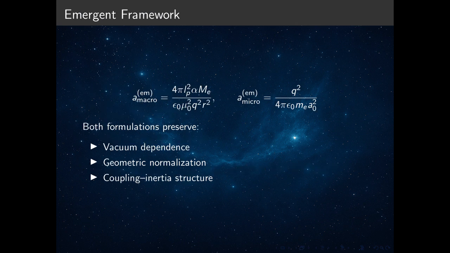Emergent model evaluation. The emergent formulations: A macro implies EM equals 4 pi LP squared AME over E naught U naught squared Q squared R squared. A micro implies EM equals Q squared over 4 pi E naught ME A naught squared. These demonstrate that both regimes preserve the same structural dependence on vacuum parameters, geometric normalization, and coupling terms.